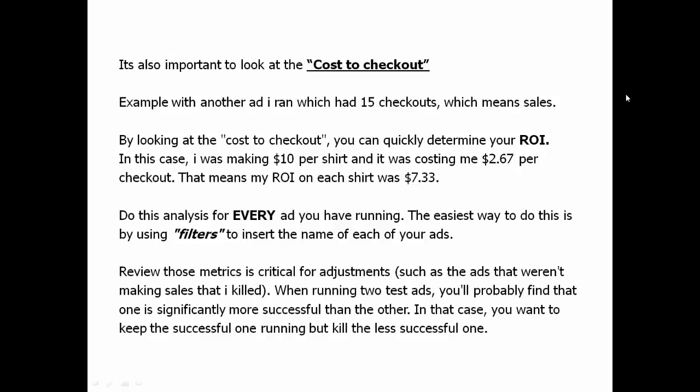Another ad that I ran had 15 checkouts, meaning sales. By looking at the cost per checkout, you can quickly determine your ROI. So in this case, I was making about $10 per shirt, and it was costing me $2.67 per checkout. That means my ROI on each shirt was $7.33. You want to do this analysis for every ad that you have running. The easiest way to do this is by using filters to insert the name of each of your ads.